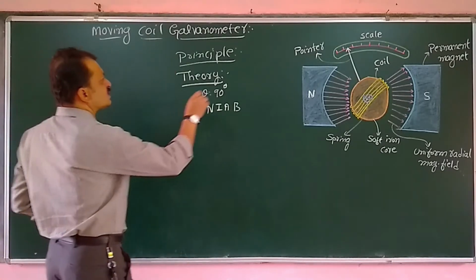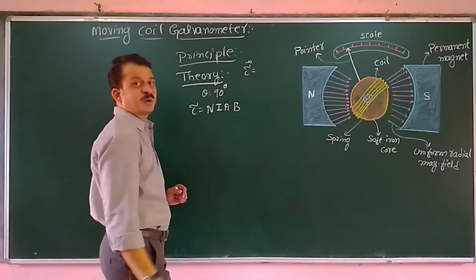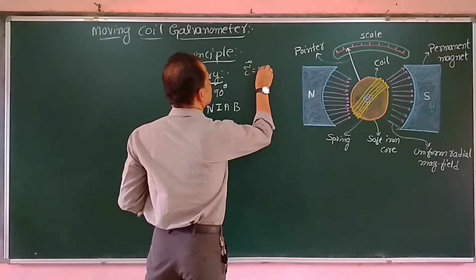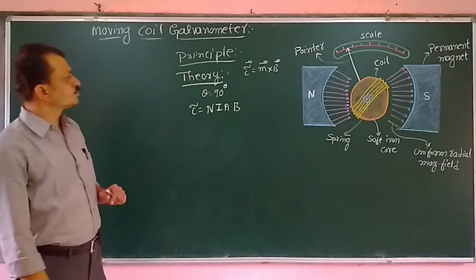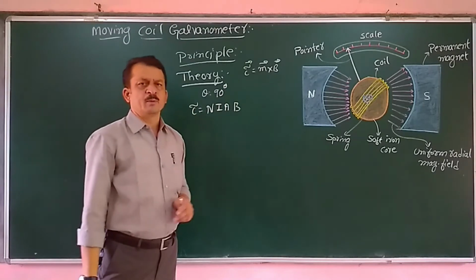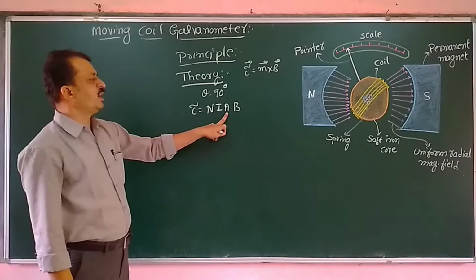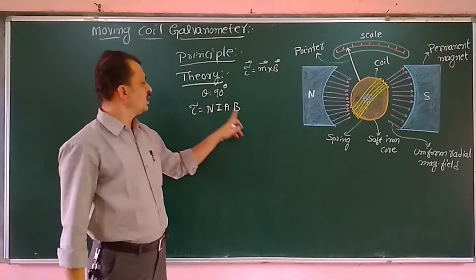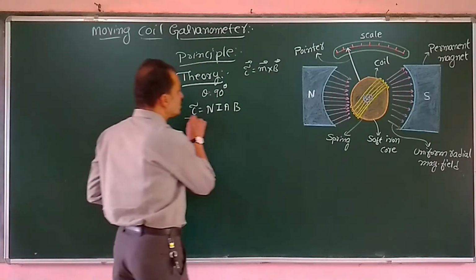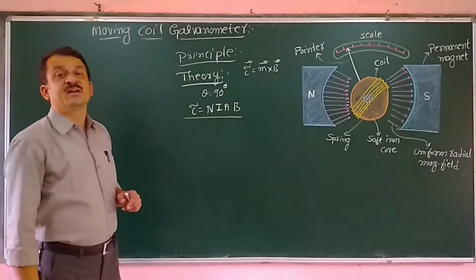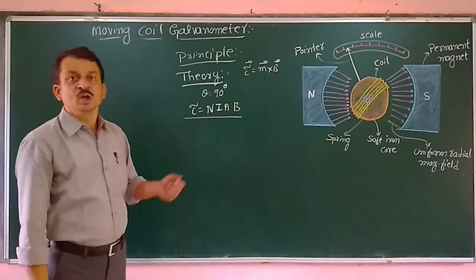Now we are familiar with this one. The torque experienced by a current loop, any planar loop placed in a magnetic field, is m cross B. That relation we have already derived. M is the magnetic moment, it is the product of current and the area of the loop, that is I into A, B is the magnetic field, and N is the number of turns in the coil. Now this is the magnetic torque experienced by the current loop.